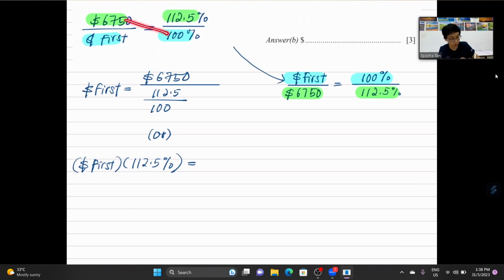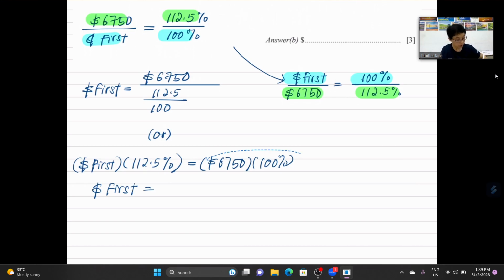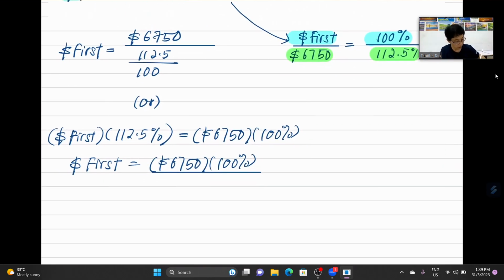Then now you're going to cross like that, so that it gives you the 6,750 multiplied with 100%. And you just take one step dividing 112.5 onto both sides, and that gives you this whole thing divided by the 112.5. Okay, so from here on you can actually pick and choose whichever method you like. You can come to 6,000 also, or you can also do from here.